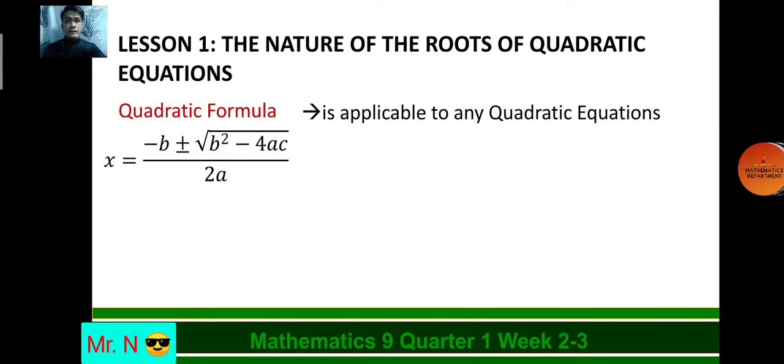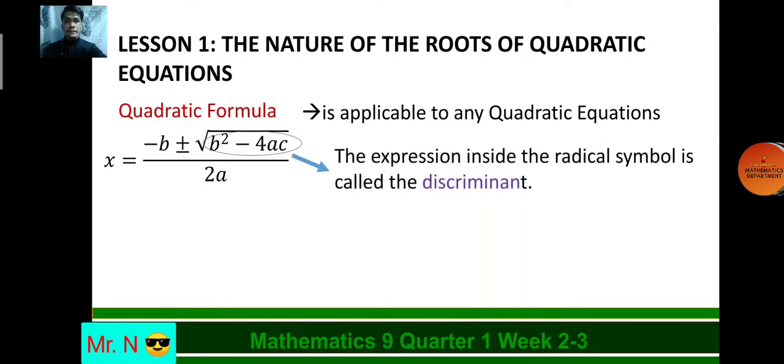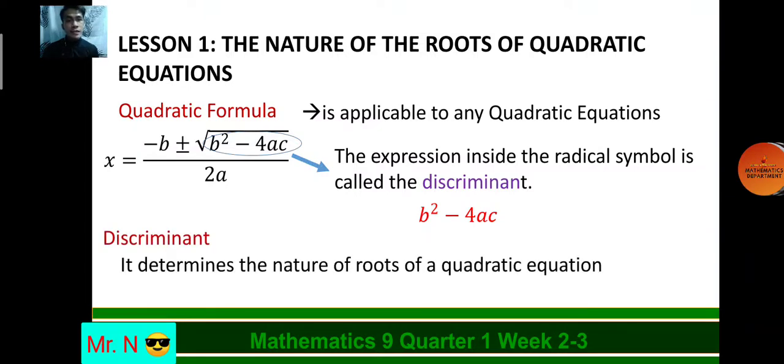And the expression inside the radical symbol is what we call discriminant. And the discriminant, b squared minus 4ac, determines the nature of roots of a quadratic equation. Once again, discriminant is b squared minus 4ac. So as you can see, it is a formula, b squared minus 4ac.